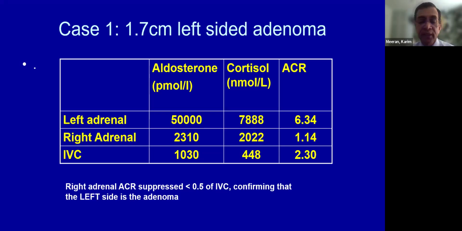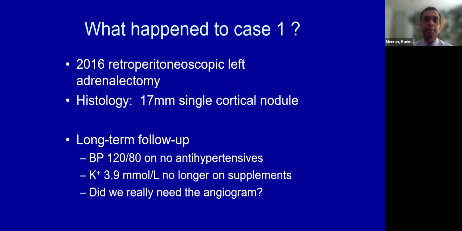Now, some centers, I know that ESCS uses 1, but we use 0.5 to be absolutely sure. And we will discuss the case in the MDT if it's in between, because there are pros and cons, as he will tell us. So what happened in this case? Well, he had his left adrenal removed, the histology confirmed it, and post-operatively he was normotensive, with no blood pressure tablets, no potassium, very happy. And the question people ask is, did we need the angiogram? That's a good question, which Yasir will talk a bit more about.